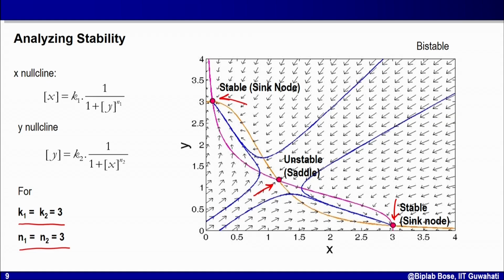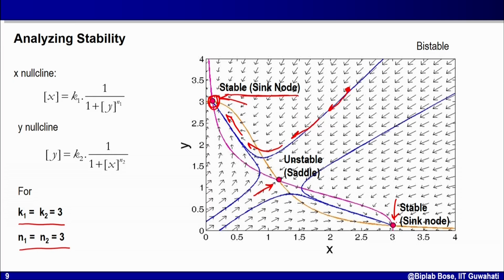If you follow this arrow, you can easily see if I start somewhere here, I will follow this arrow and eventually collapse on this steady state. So all arrows near this steady state, near 3, are actually collapsing at that point. So that's why it is a stable sink node.